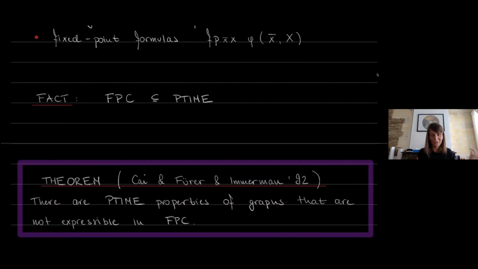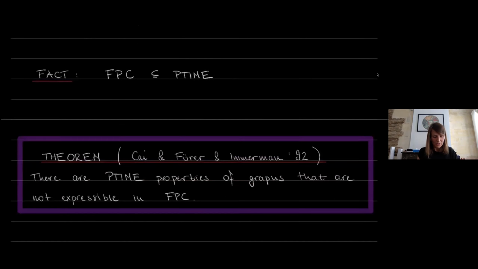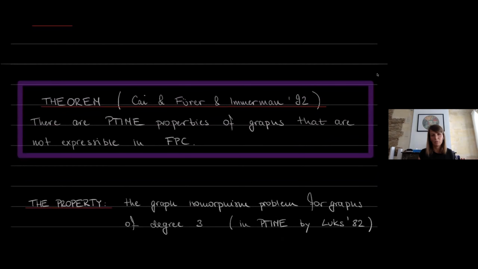So this theorem will also be very important for us in the second half, because it gives us the lower bound that will be important for me, that I will try to translate to proof complexity from finite model theory. The property that they showed not to be expressible is the graph isomorphism problem for graphs of degree 3. We can decide graph isomorphism for graphs of bounded degree. This was shown by Luks in 82. And Cai, Fürer and Immerman showed that this property is not expressible in fixed point logic with counting.